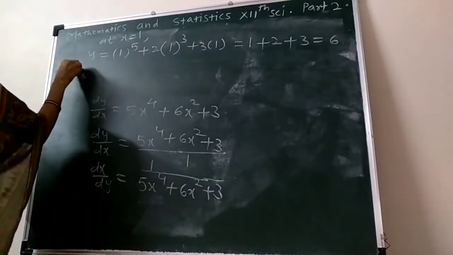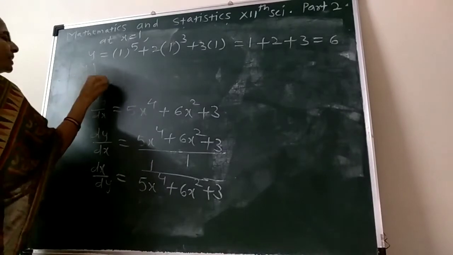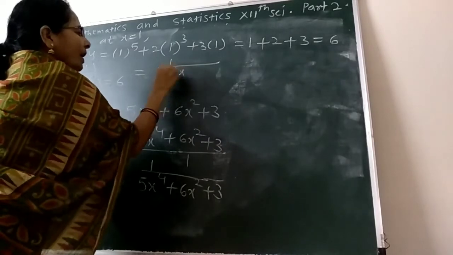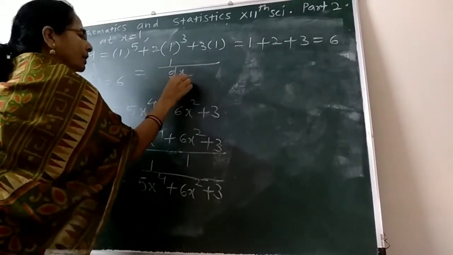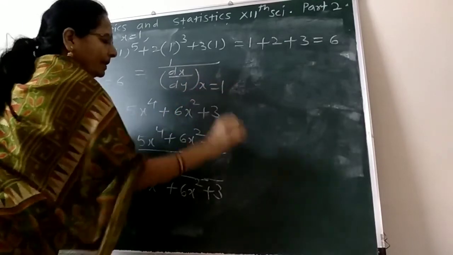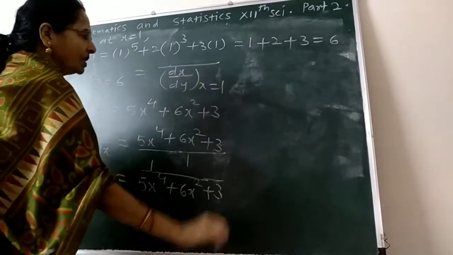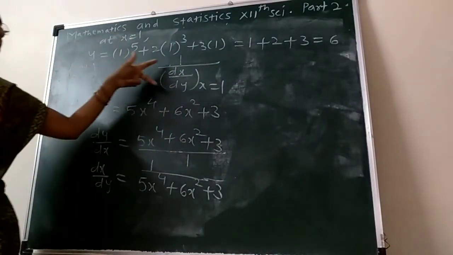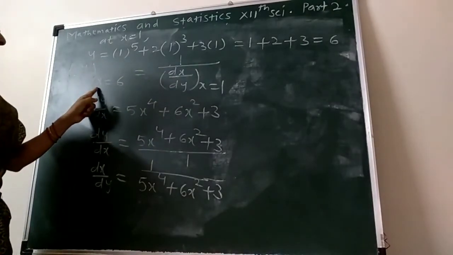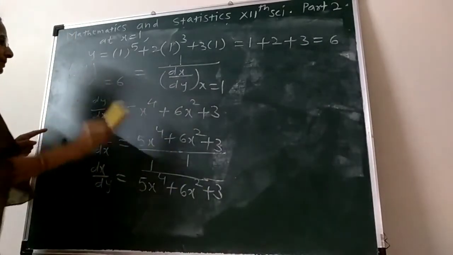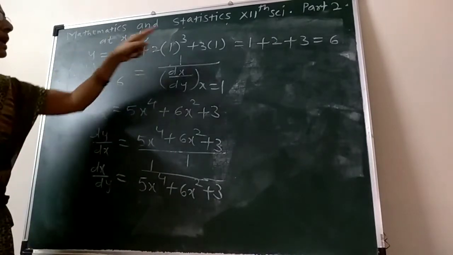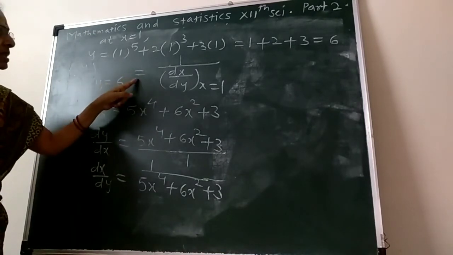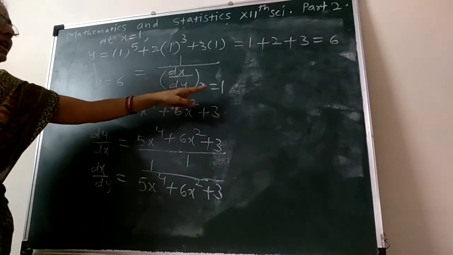Therefore, dy by dx at y equal to 6 is equal to 1 upon dx by dy at x equal to 1. Remember this arrangement. First, remember dy by dx means 1 upon dx by dy. But y is equal to 6 here, right? We get y is equal to 6. So write dy by dx at y equal to 6 is equal to 1 upon dx by dy at x equal to 1.